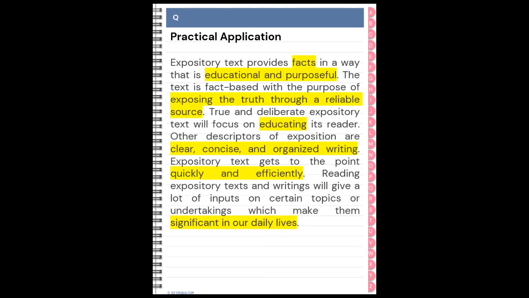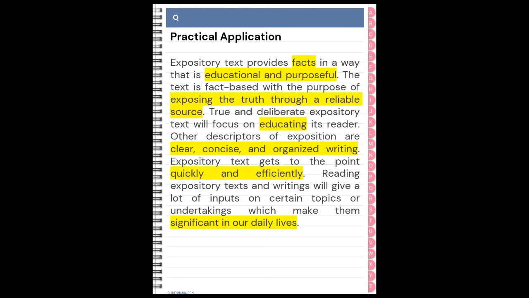Expository text provides facts in a way that is educational and purposeful. The text is fact-based with the purpose of exposing the truth through a reliable source. True and deliberate expository text will focus on educating its reader. Other descriptors of exposition are clear, concise, and organized writing. Expository text gets to the point quickly and efficiently.